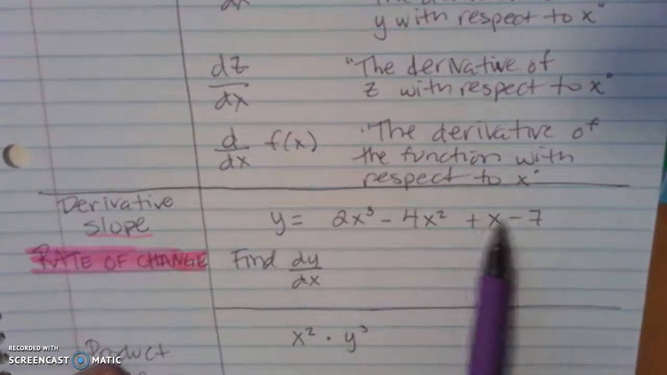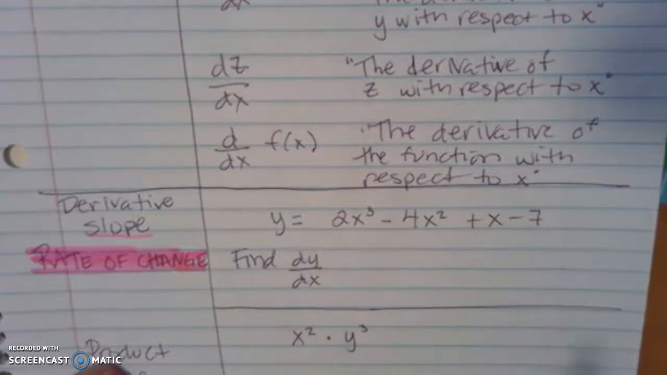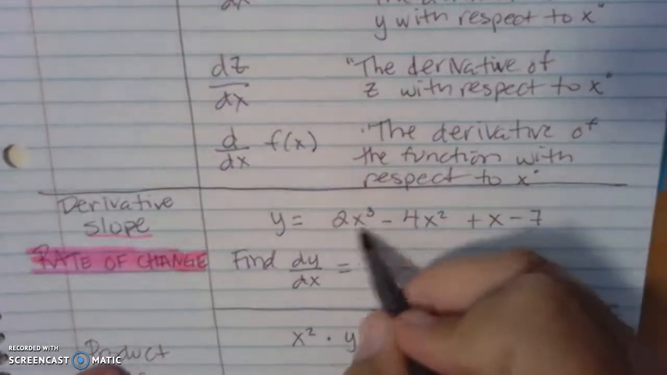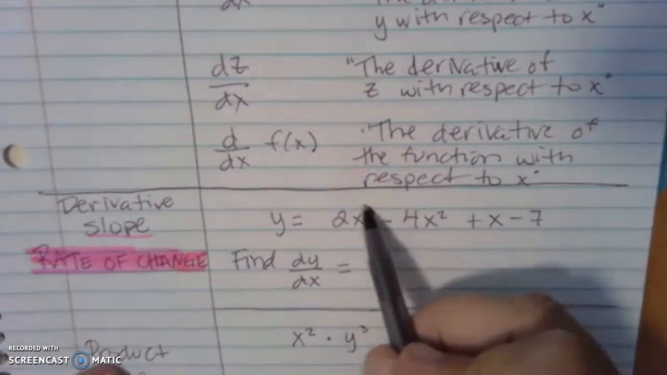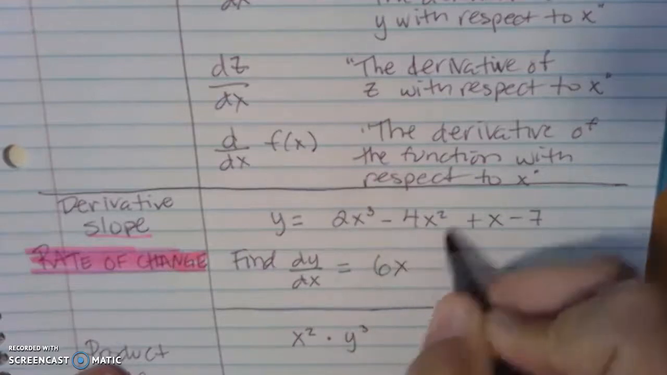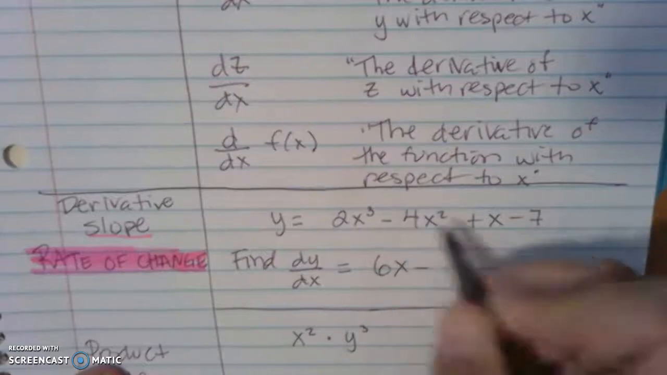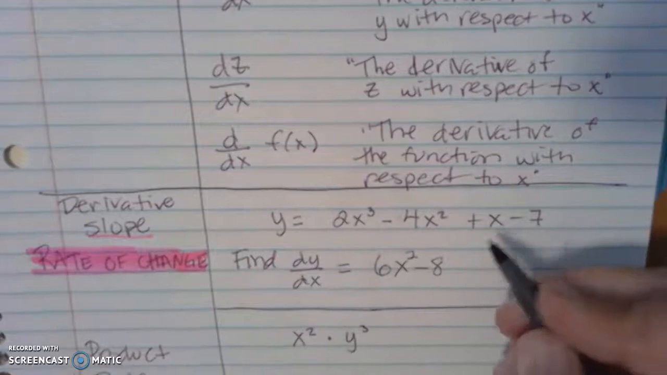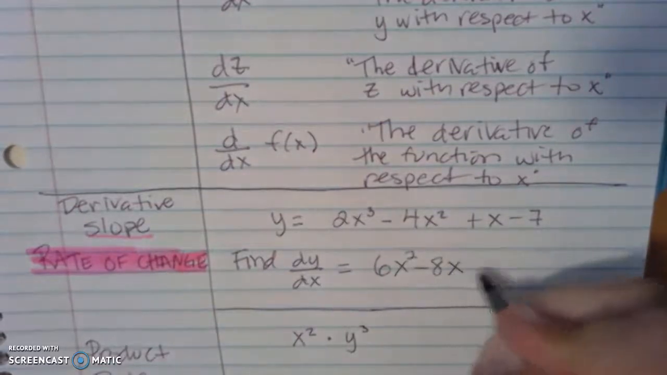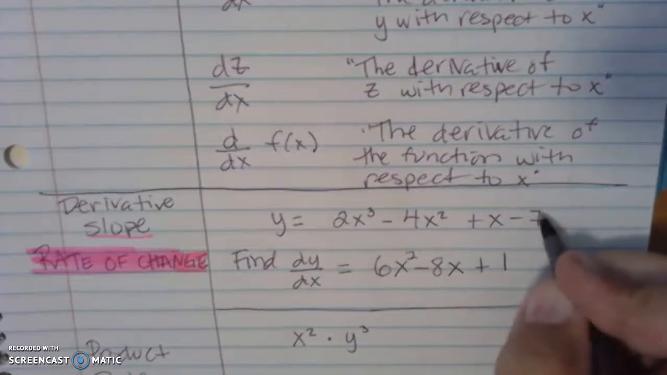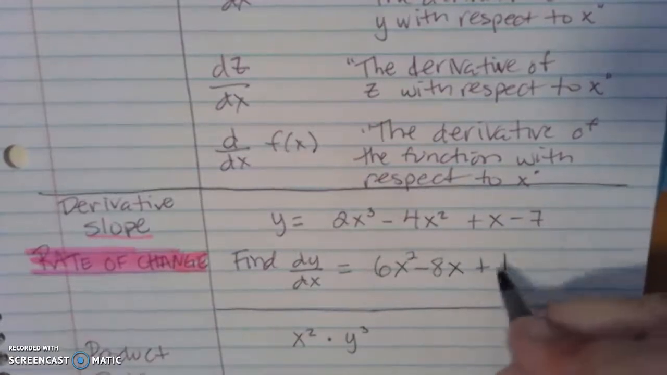So in this problem, it will say find dy dx, and dy dx means derivative. So all we have to do here is take the derivative of each individual term. Take this 3, move it to the front. 3 times 2 is 6x, minus 2 times 4 is 8x, 3 minus 1 is 2, plus, and then this is a 1, and then the derivative of a constant is 0. So we just stop right there.